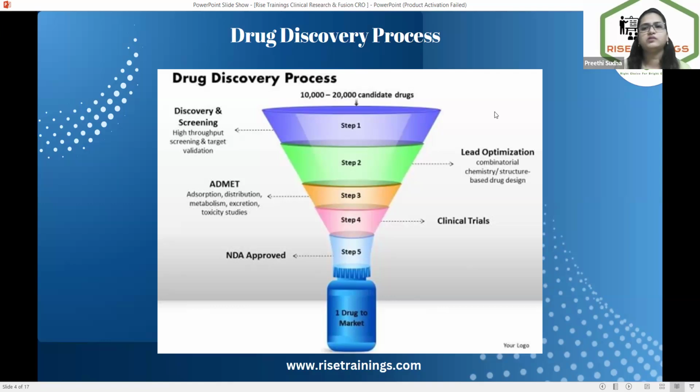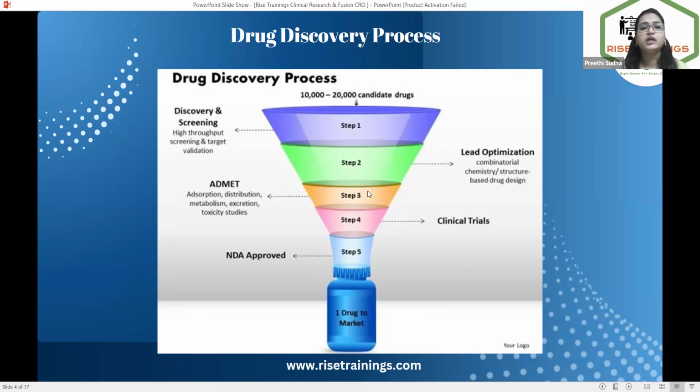The next process is lead optimization. From among all these 10,000 or 20,000 candidate drugs, the lead drugs will be very few, maybe 10 or 100. Next is the lead medication and its optimization. Here they do a complete study of the medication, including combinatorial chemistry and structure-based drug design, and the characterization of the drug.